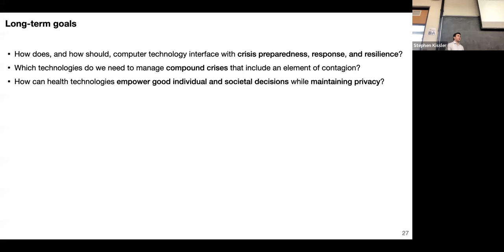How do we use computational tools to help people mitigate the effect of crises as they occur on top of each other? And then how can we use technology more generally to empower good individual decisions and good social decisions while maintaining privacy, which is, I think, an incredibly important thing, not just from an ethical perspective, which it is, but also just for the uptake of these technologies in the first place. I think if they compromise our privacy, they're a lot less likely to take hold.